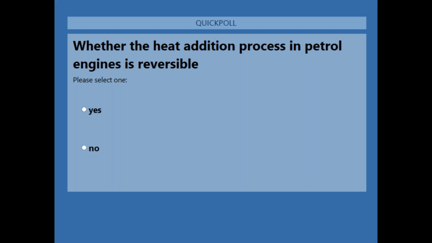So the working fluid, the ideal gas we can take, or you can take the air petrol mixture. That air petrol mixture in the petrol engine takes in the heat. That heat which is taken in the petrol engine comes because of combustion of the fuel, that is combustion of petrol. And because you know that it is a chemical reaction wherein energy is released, it's an exothermic reaction. So whether that kind of heat addition process in the petrol engine is a reversible process or an irreversible process, that is a question which is posed to you. So let me see what you are answering.